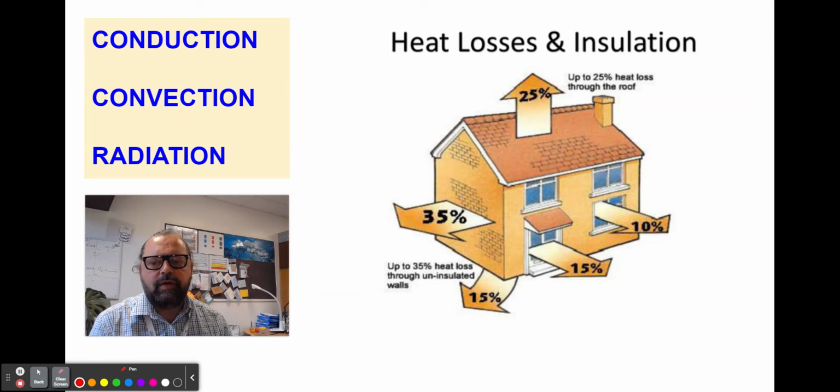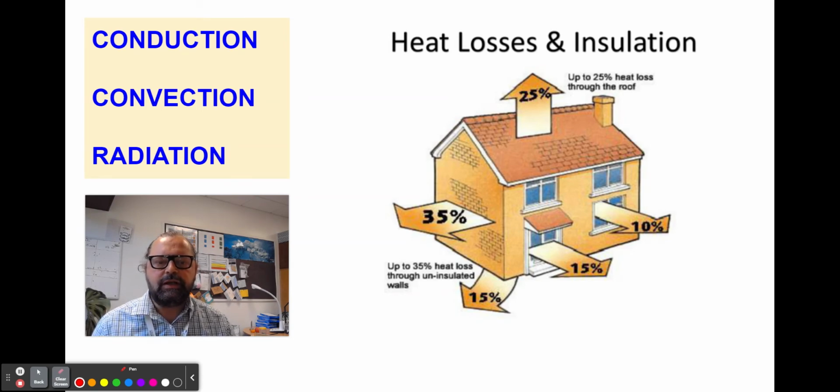Now, the context of heat loss is often related to preventing or reducing energy losses from homes. So you'll know that when you heat your home and the inside of your house is hotter than outside, then heat energy will be trying to escape. So when you're describing that process, have these three key words to hand.